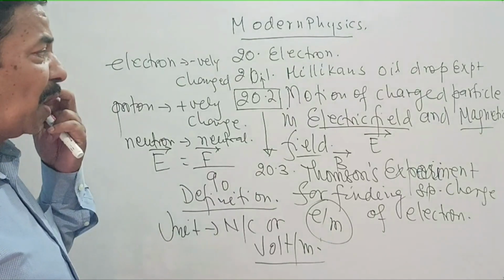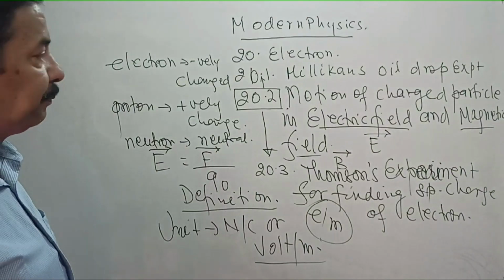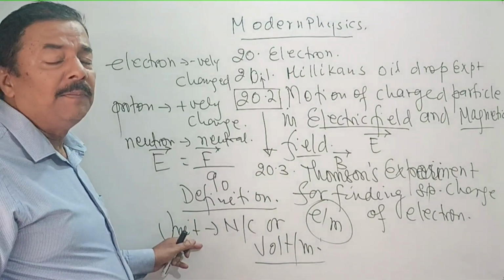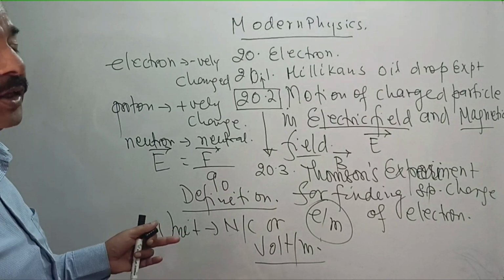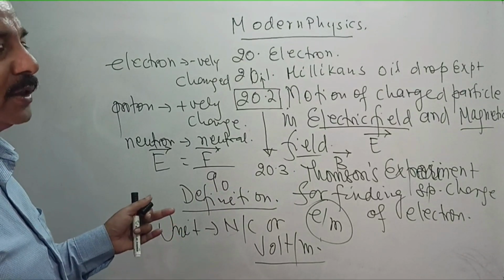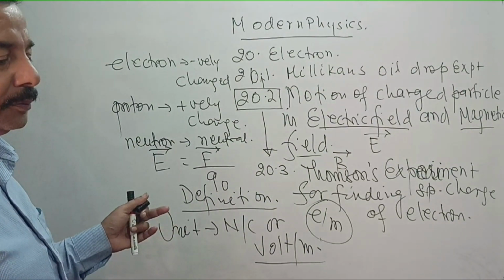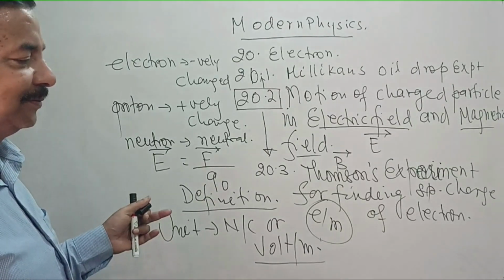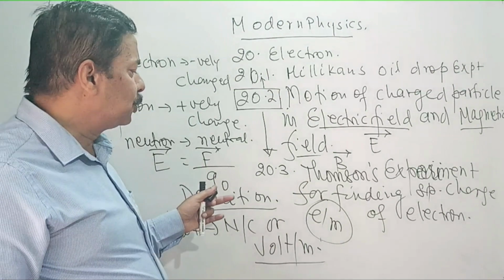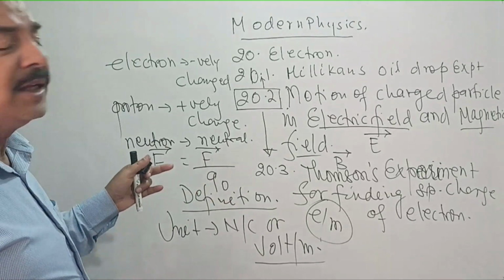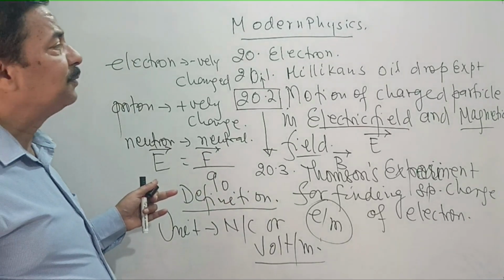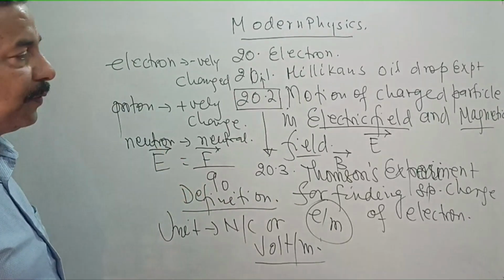Electric field, you already know, is a vector quantity. The direction of electric field is the direction of movement of positive charge, or opposite to the direction of movement of negative charge. So positive charge moves in the direction of electric field, whereas the negative charge moves opposite to the direction of electric field.